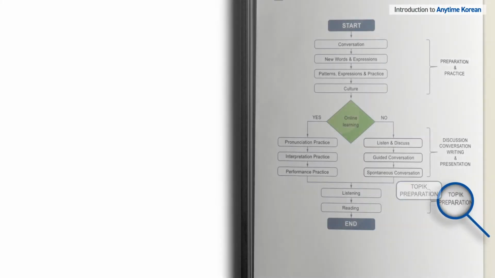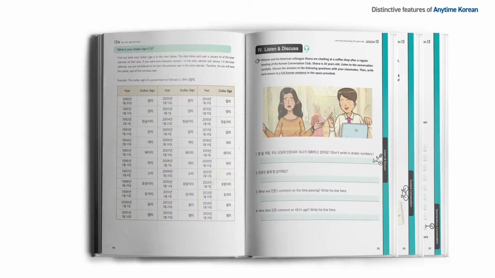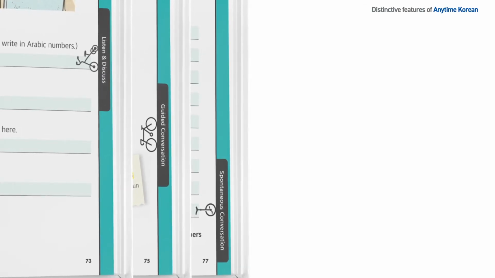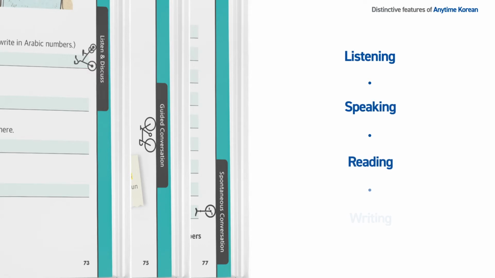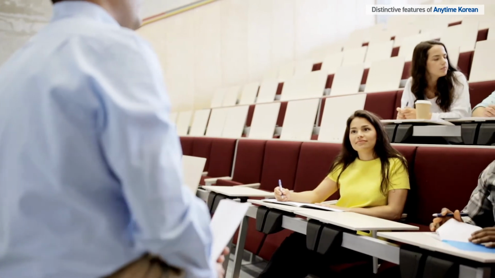The third and final topic preparation part consists of topic listening, reading, and is only available in the intermediate series. In the section Listen and Discuss, Guided Conversation, Spontaneous Conversation, which is the main hands-on activity part of the Anytime Korean textbook, it is designed to integrate listening, speaking, reading, and writing, and perform pair activities with classmates. In addition, each section is designed so that the teacher-student and student-teacher interaction can be conducted using only Korean.